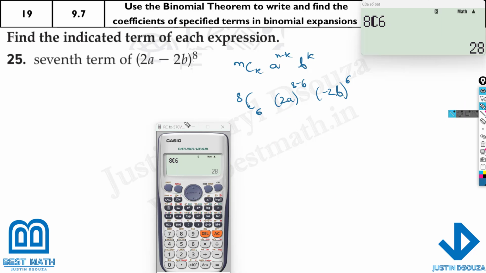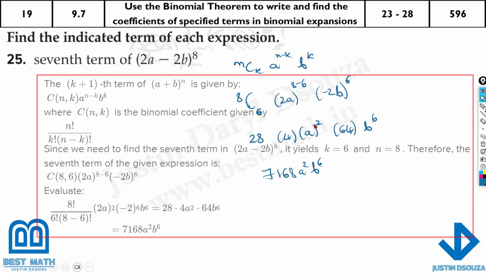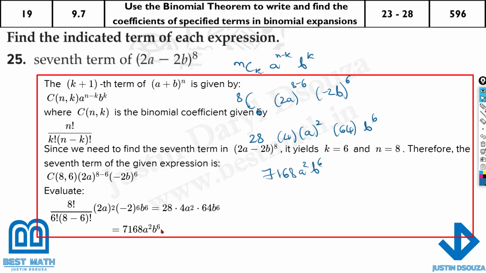So over here now I'm writing 28, and then I will raise this. See, now this is 2 to the power 2, that's 4, but what about minus 2? Minus 2 raised to the power 6. So that's going to be positive 64. Why? Because it is an even power. So here it'll be 4 times a to the power 2, and then we have 64 times b power 6. And now we can multiply all of this together. So that is 64 times 4 times 28. And here we go, it's 7,168 a squared b raised to the power 6. Now that is the final answer. Here we go, it is 7168 a squared b to the power 6.